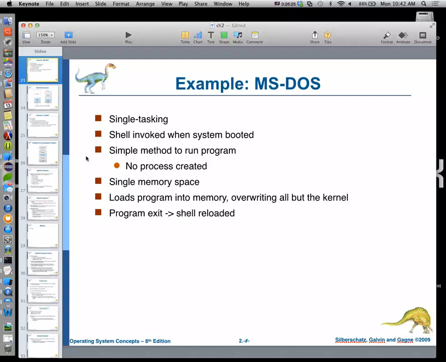So here, I'll just bounce back a couple of slides and rehash that last thing we talked about. So again, MS-DOS is single tasking, so one program running at once. The shell is invoked by the system boot. That would be like the bootstrap process somewhere in there. It's simple to run a program.